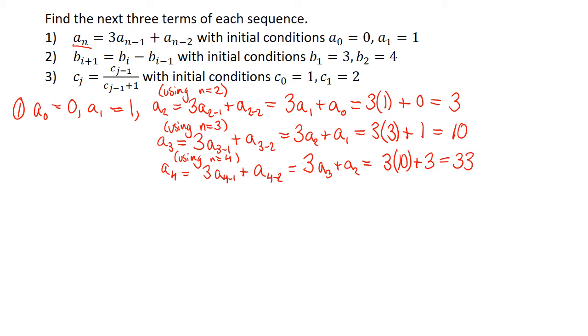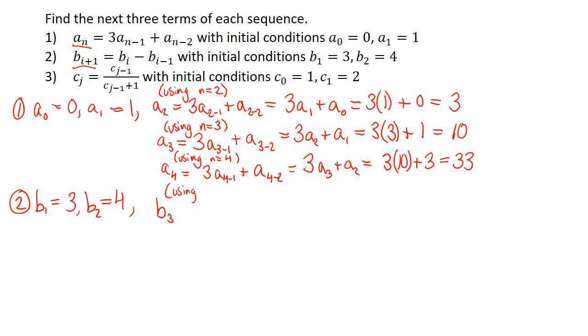Okay, let's do number 2. So same process. This time you do have the plus 1 over here, so you have to be a little bit careful about exactly which values you're going to plug in for I. But we do have B1 equals 3, B2 equals 4, so we're going to be trying to get B3, B4, and B5. Okay, so I want to have B3, so that means for I, since I'm using B sub I plus 1, my I needs to be 2.